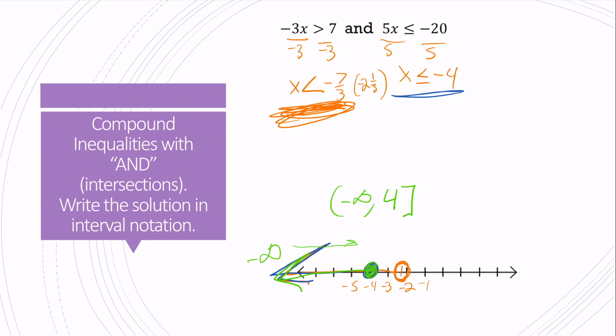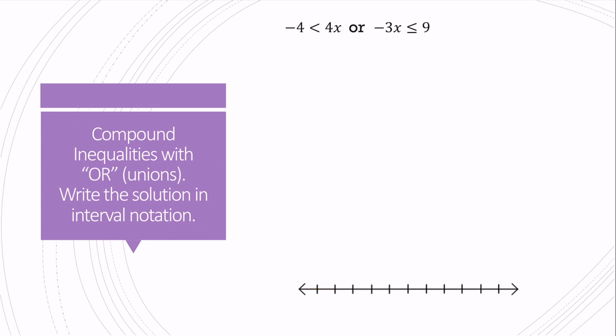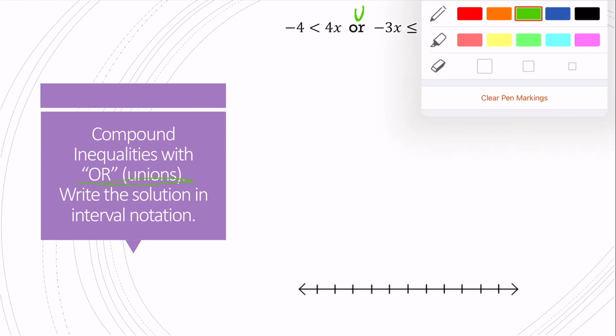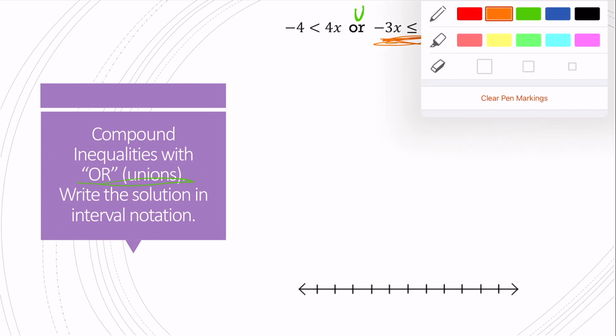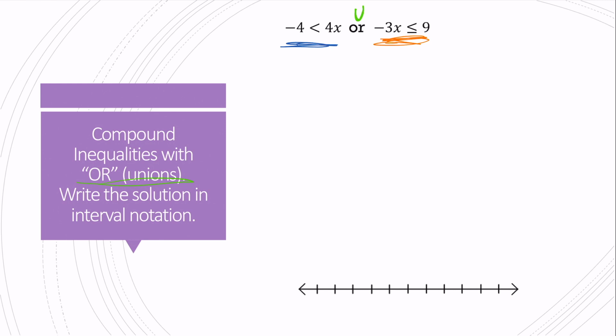Let's look at some union examples. So or means union. When I see an or, I like to write this U to remind me I'm looking for the union. In this case, I want everything that'll be graphed in orange and everything that'll be graphed in blue. I don't care what color it is as long as it's on my graph, and we'll write our solution set in green.